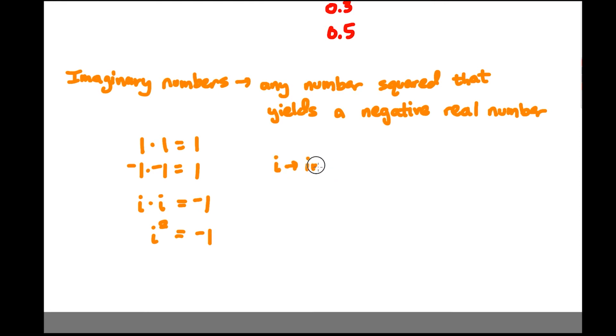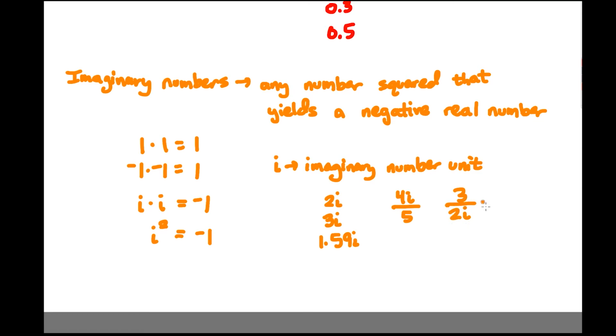So I'm just going to write imaginary number unit. Okay, this unit, this I, is going to be the factor of any imaginary number that you see. Okay, for example, if you had something like, I don't know, 2i, okay, that's an imaginary number. If you had something like 3i, that's an imaginary number. If you had something like 1.59i, that's still an imaginary number. 4i over 5, or even 3 over 2i. Although this is not a simplified example of an imaginary number, but we're going to go over that later on in this section.